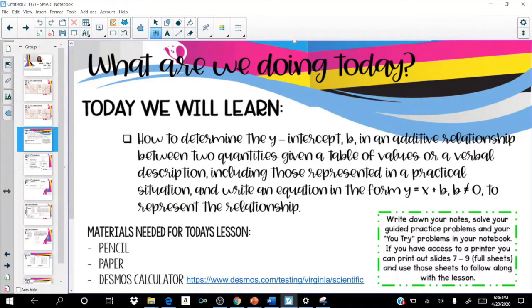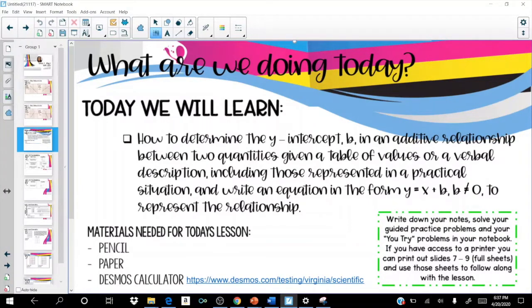So let's move on to the lesson for today. What are we doing today? Today we will learn how to determine the y-intercept b in an additive relationship between two quantities given a table of values or a verbal description, including those represented in a practical situation, and write an equation in the form y equals x plus b, where b is not equal to 0 to represent the relationship.